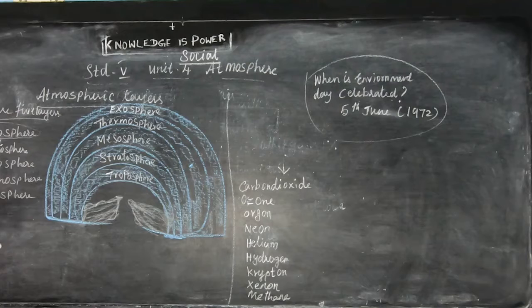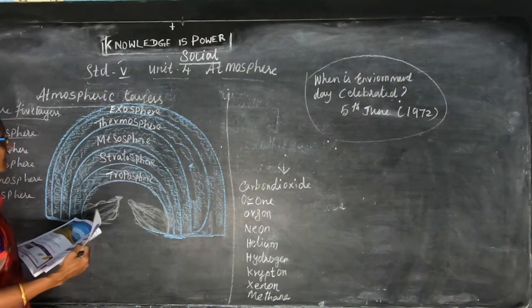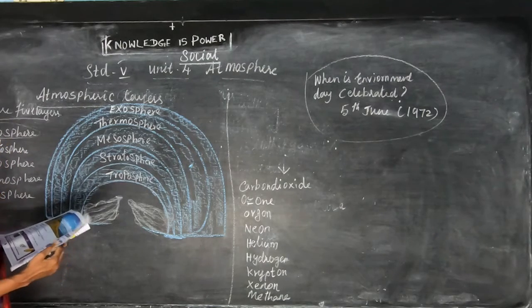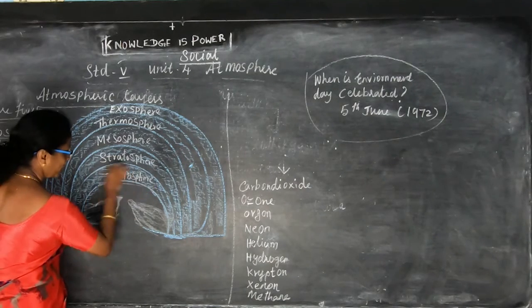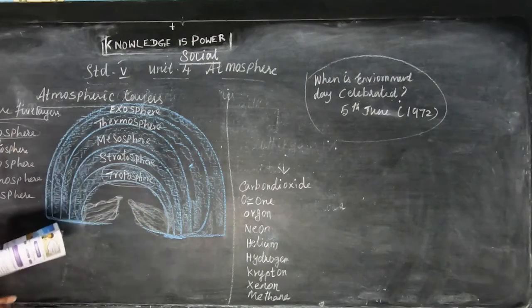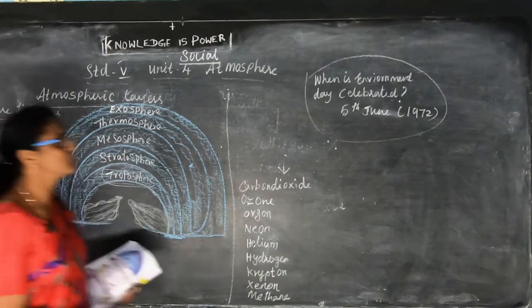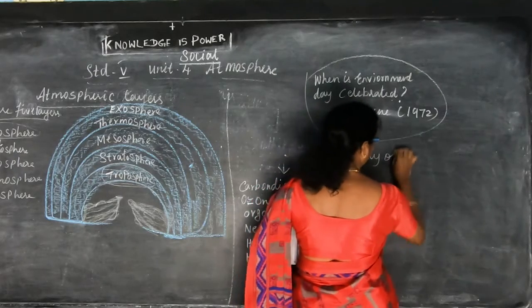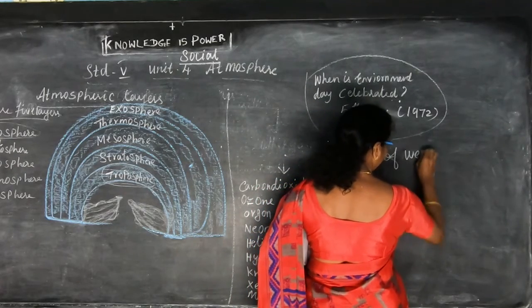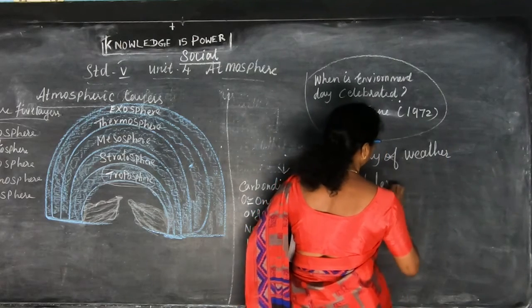So these are the 5 layers: troposphere, stratosphere, mesosphere, thermosphere and exosphere. All the changes occur only in the troposphere. The weather conditions change according to this. So the study of the weather is called meteorology. What is that? Say it again. The study of the weather is called meteorology.